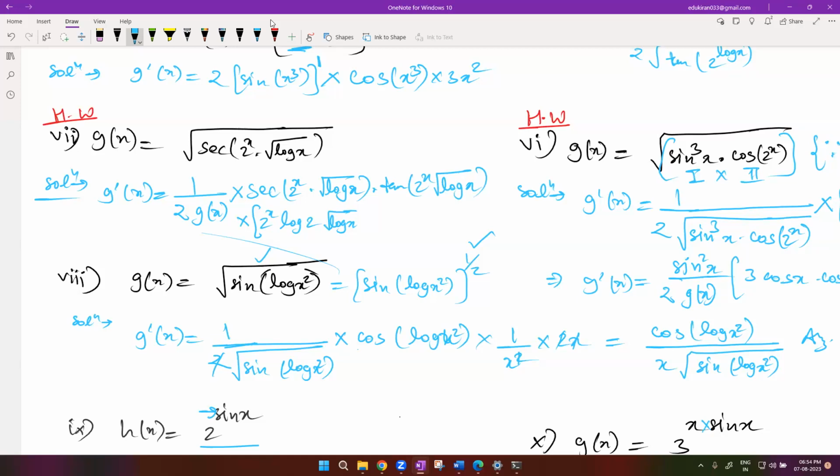Only this? Plus 1 by 2 into root of log x into 1 by x into 2 raised to x. Now we will do the differentiation of root log x: 1 by 2 root log x into 1 by x. So this would be the first differentiation of root, then log x, which would be 1 by x. Right? So this would be the whole expression of your g dash x for this case.